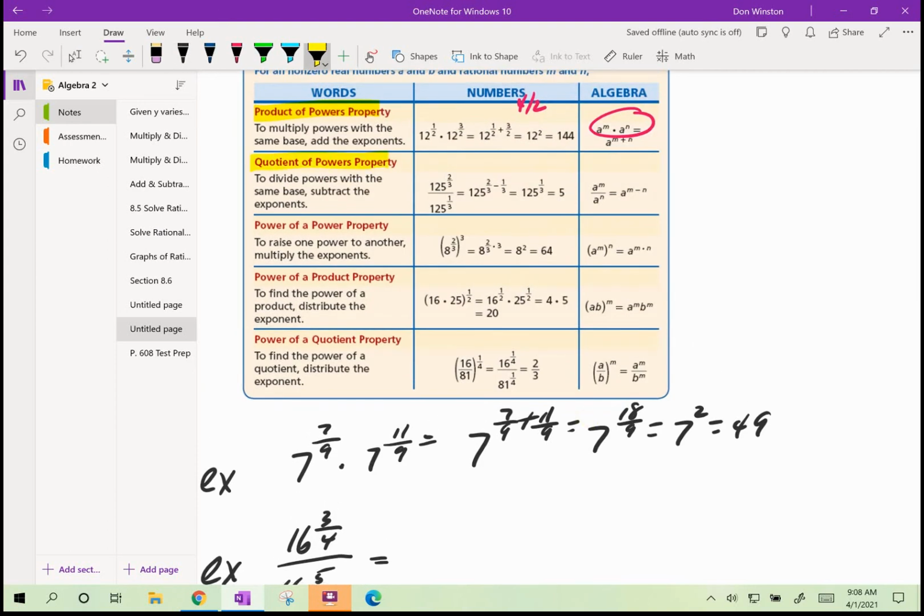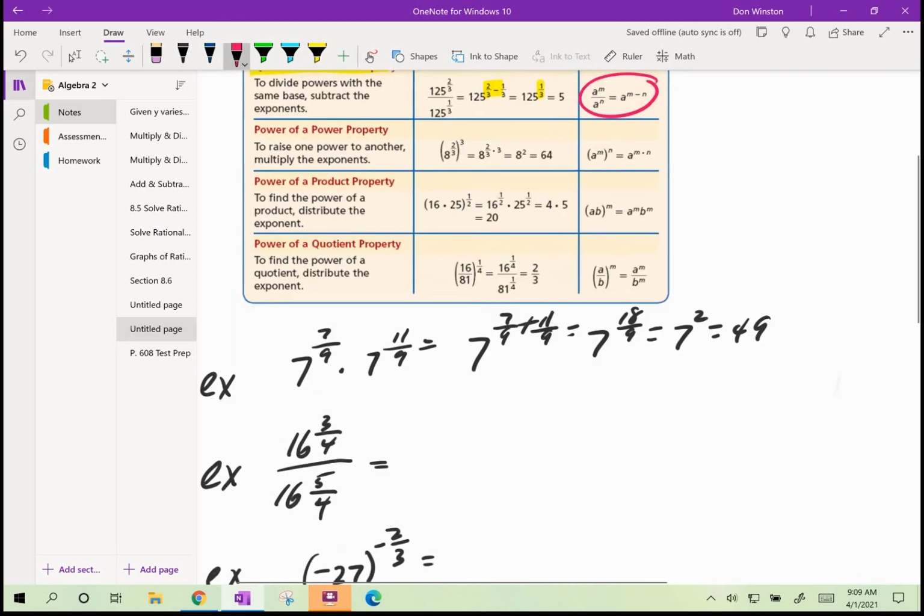Quotient of powers property says that when you take a power and divide it by a power, you subtract the exponents. So we have 125 raised to 2/3 divided by 125 raised to the 1/3. 2/3 minus 1/3 gives you 1/3. And then the cube root of 125 is 5. Again, when you take a power and divide it by a power, you subtract the exponents.